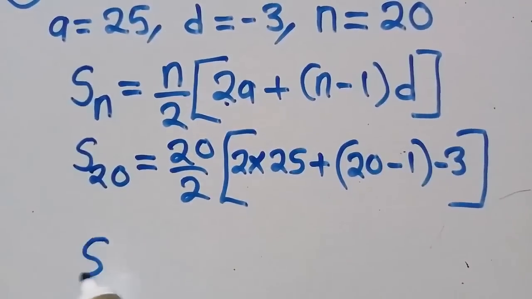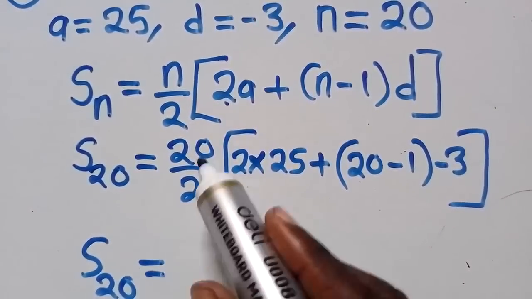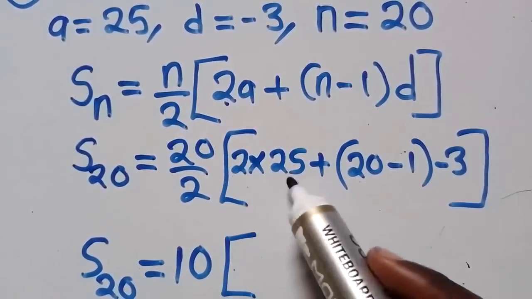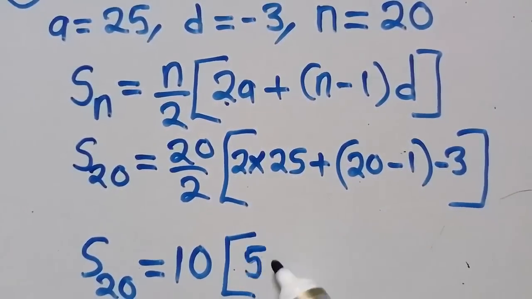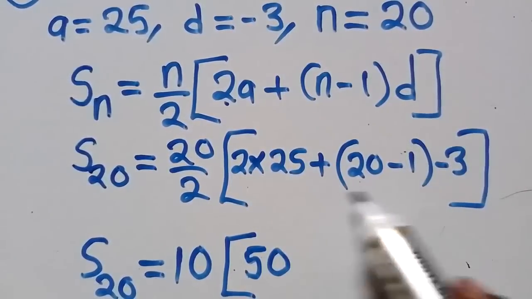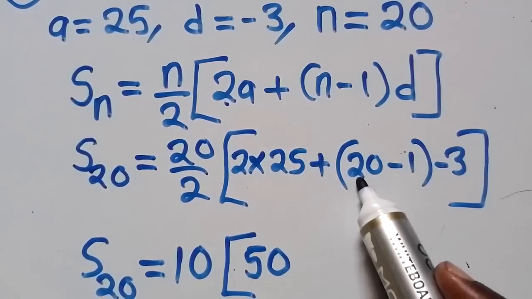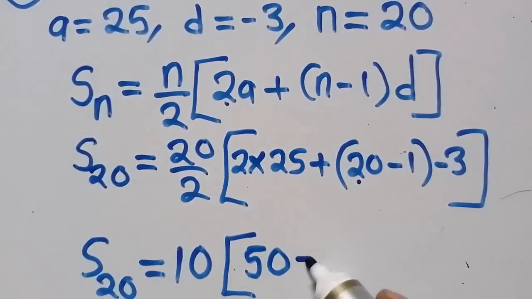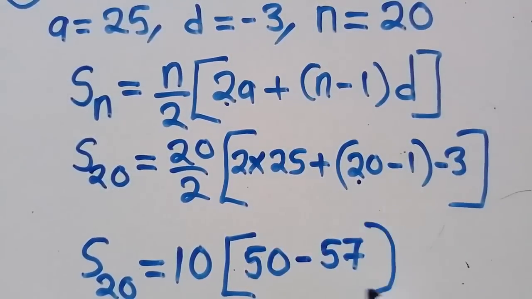The sum of the first 20 terms is equal to, when you divide here, you get 10. When you multiply here, you get 50. Before you continue, 20 minus 1 is 19. 19 times negative 3, what answer are you going to get? You are going to get negative 57.